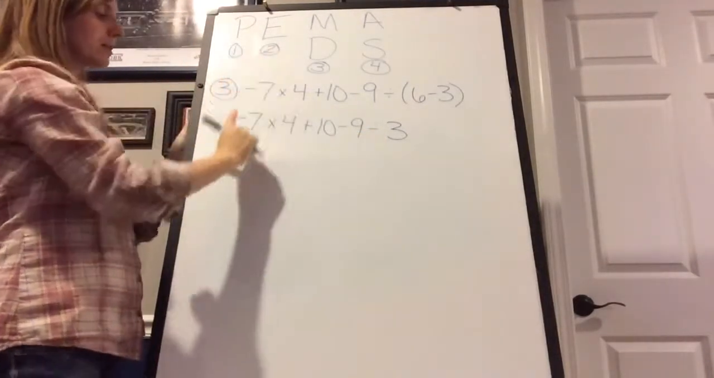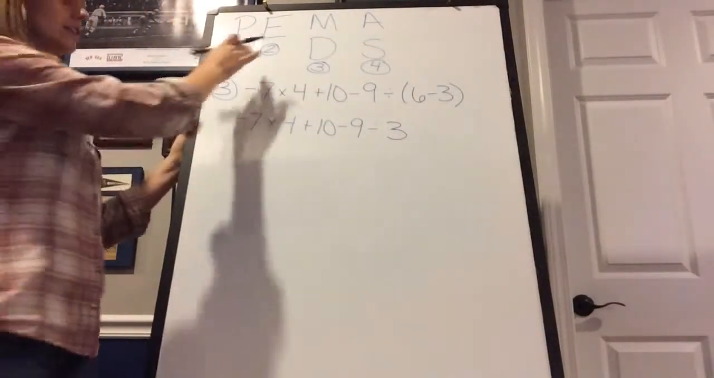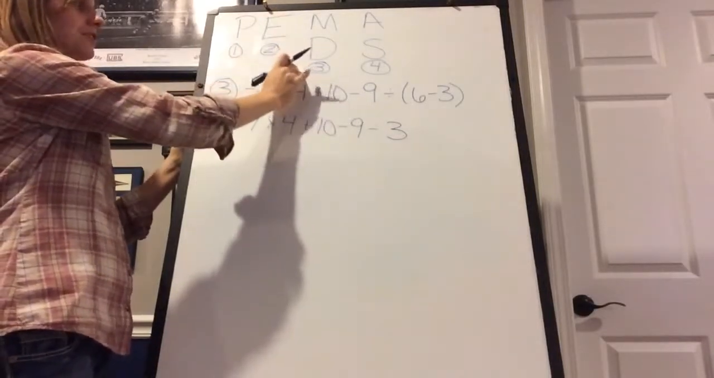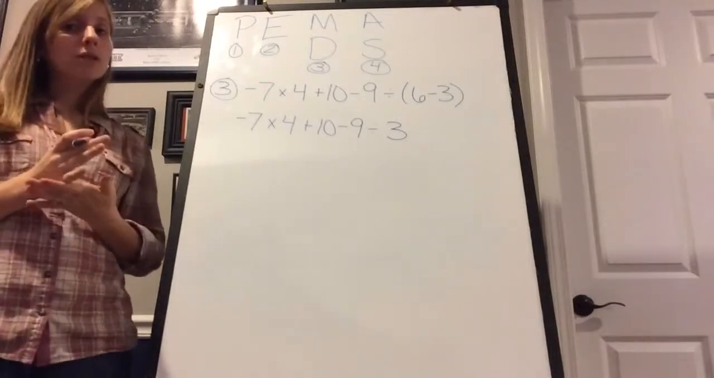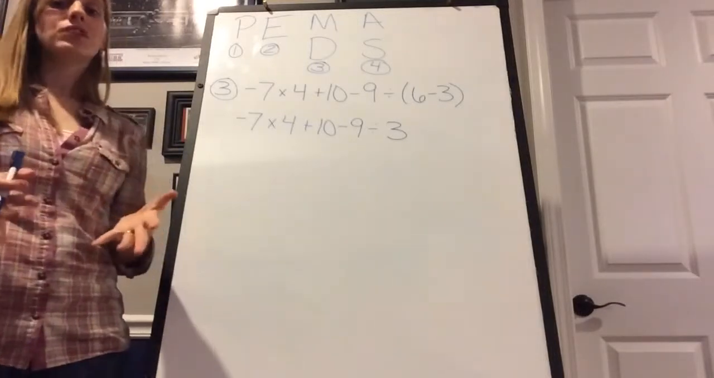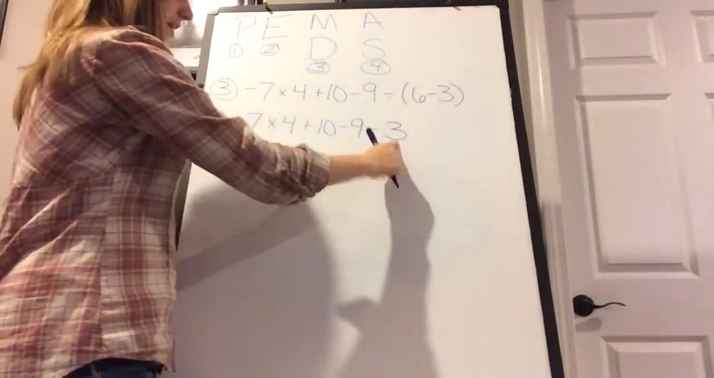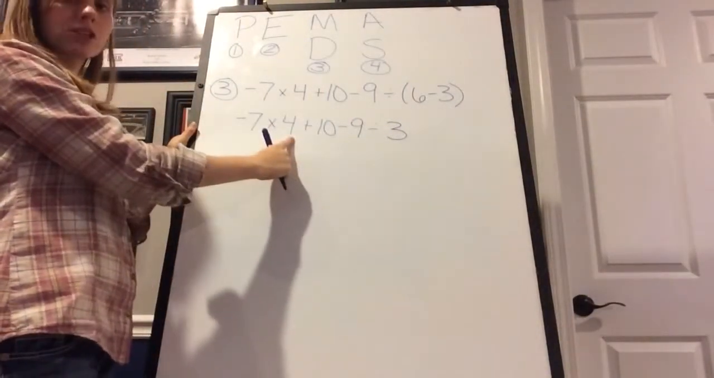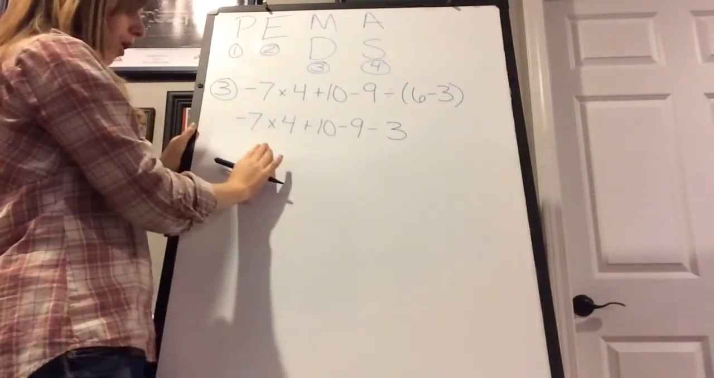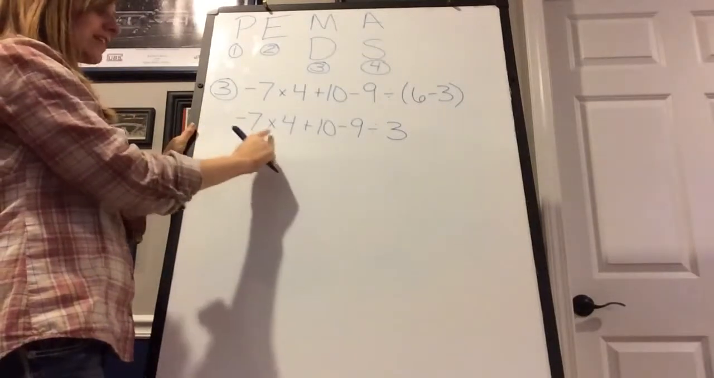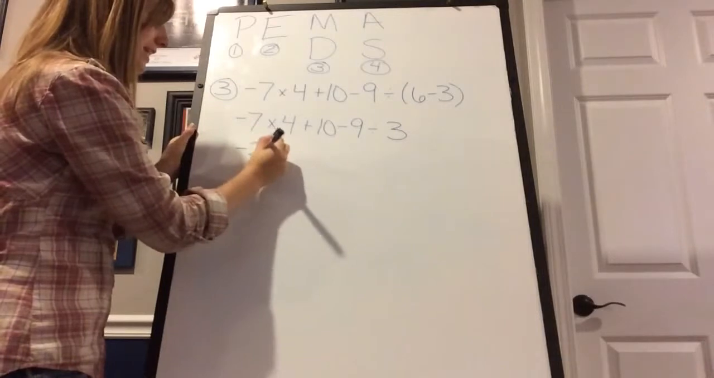I look for exponents. Looking for exponents in this problem, we don't have any, so I don't need to do exponents. After that, I'm supposed to do multiplication and division. Now remember, they are of equal importance, so you do whichever one comes first in the problem. Looking here, I have multiply and divide. Multiplication comes first, so that's what I need to do first. Always go from left to right. So do the multiplication. Negative 7 times 4. The signs are different, so we will get negative 28.